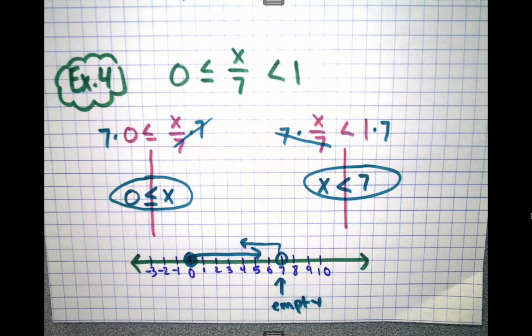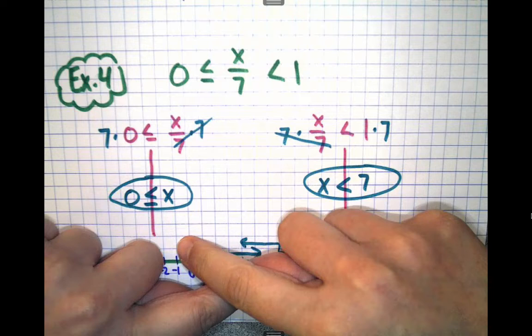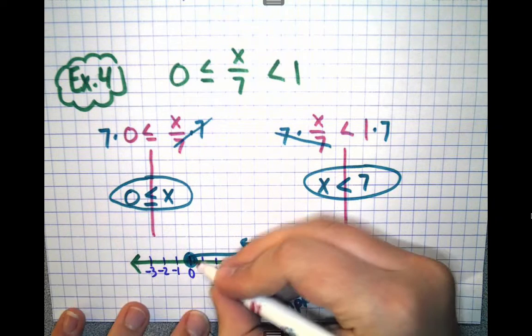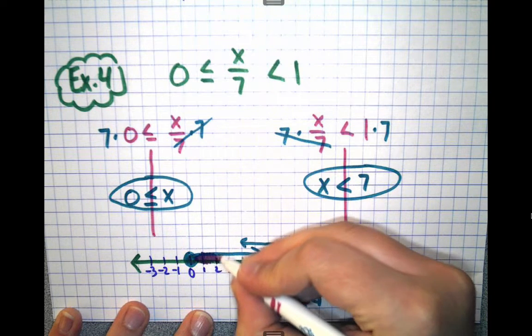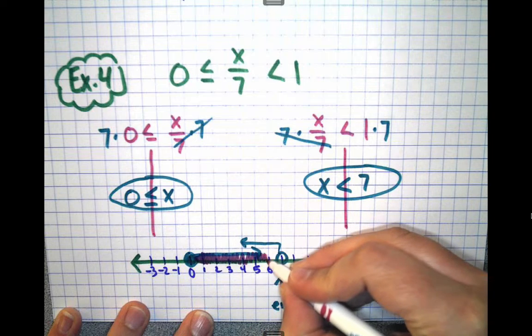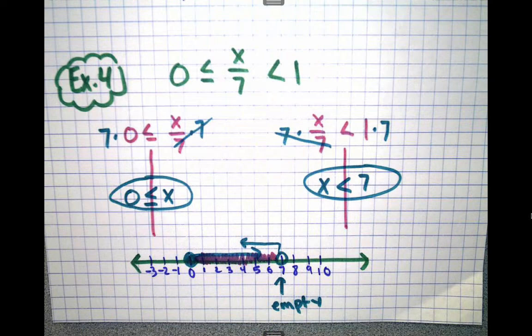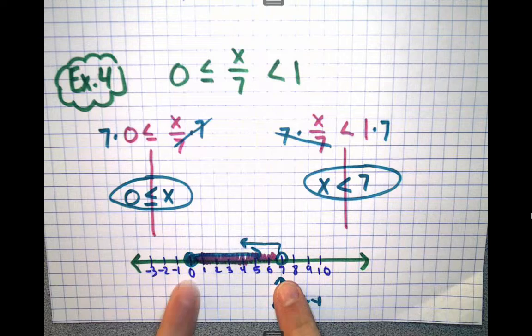So you're going to notice what happens here. We're going to have some overlap. The middle section here is where these two lines are overlapping each other. So the answer to our solution is anything in this shaded region in between here. This is our solution. Anything between 0 and 7 sandwiched in the middle.